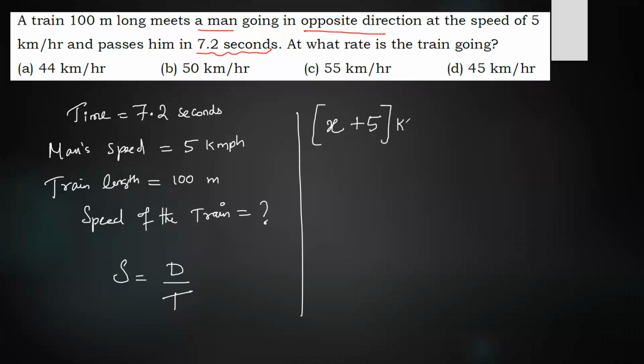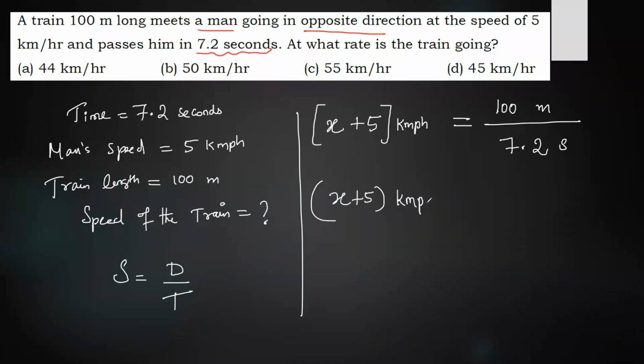So speed equals distance by time. This is the basic form, right? The direction is opposite, so we need to add the speeds. The train speed is x. The man's speed is 5, which is in kilometer per hour. Here, the man's distance is 0, so only the train length, 100 meter, divided by the time taken, 7.2 seconds.